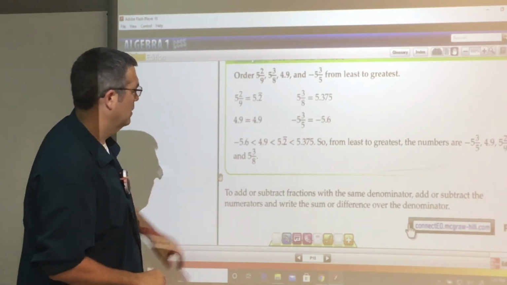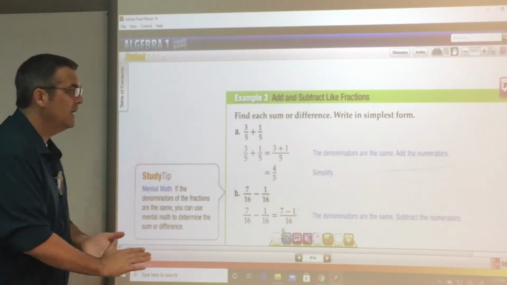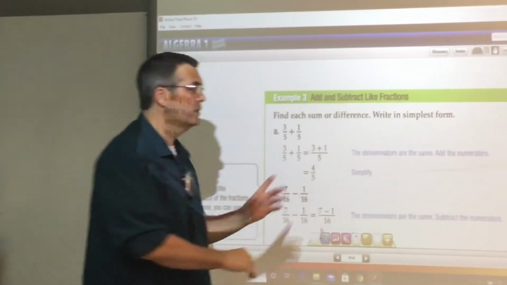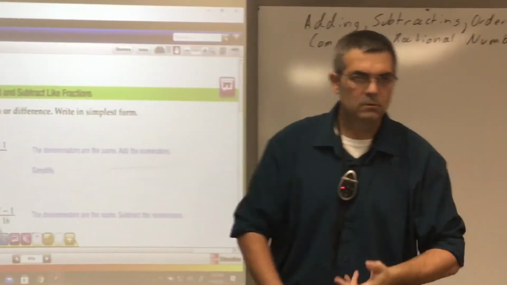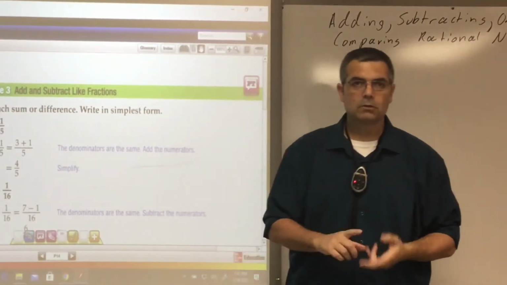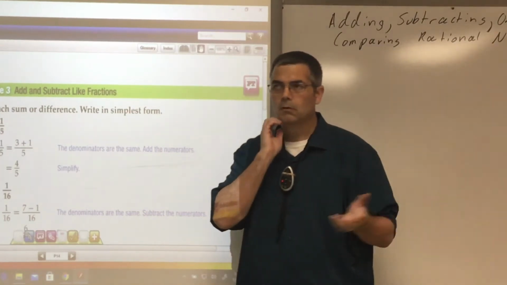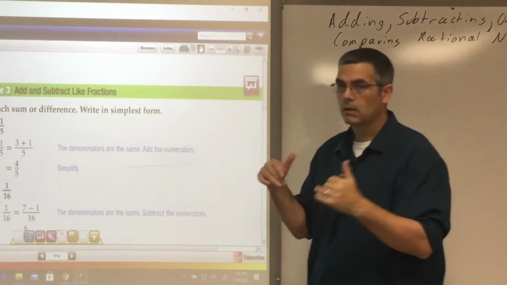And then we have adding and subtracting like fractions. So we dealt with ordering and comparing. Turn them into decimals, see which one's bigger. Comparing, turn them into decimals, put them in order. Or you can find the common denominator if you're doing comparing.